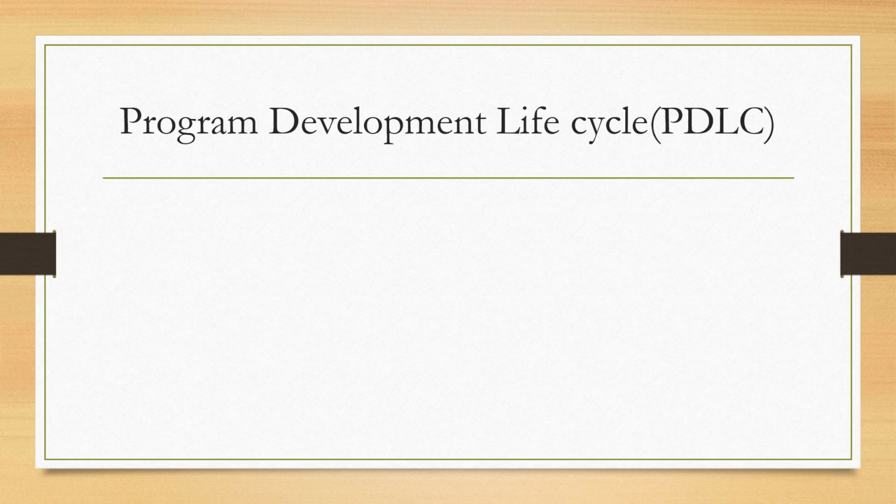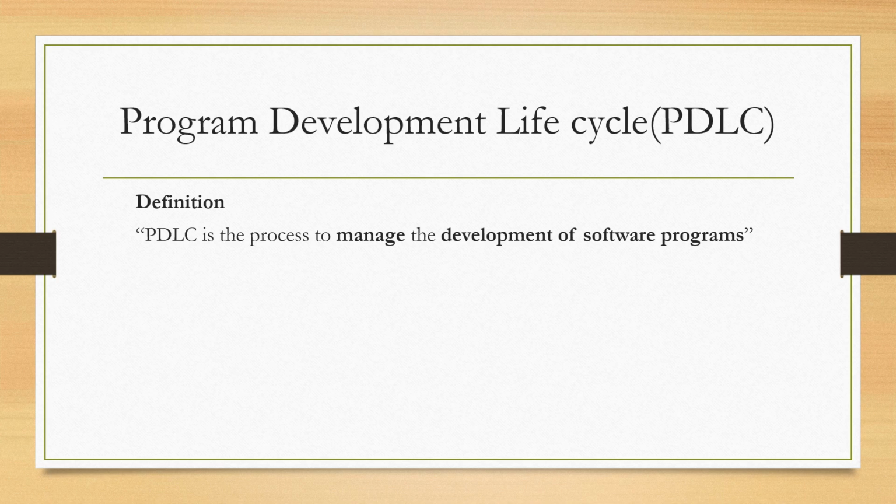In the previous slide, we summarized the program development life cycle and its stages. Now we will discuss each and every stage in detail. Definition of PDLC: it is the process to manage the development of software programs, that is, how software will be developed from scratch to end. There are multiple stages of PDLC, but in Cambridge we have only 4 stages, so we will discuss only these 4 stages. They are analysis, design, coding, and testing, which we discussed in the previous slide.